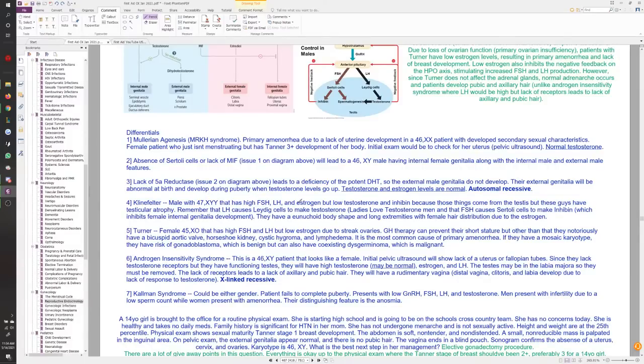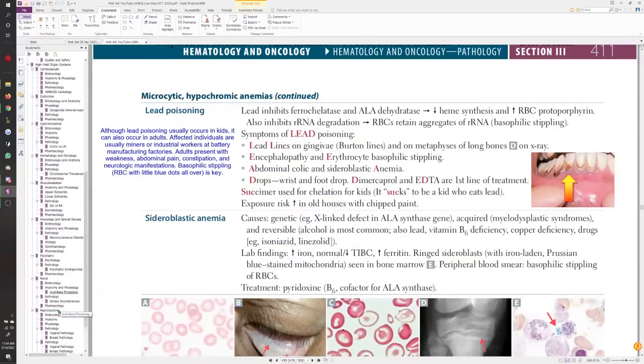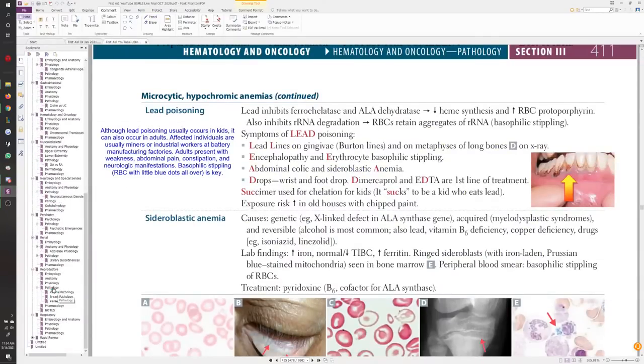High FSH and LH and estrogen, below testosterone and inhibin, because those things come from the testes, but these guys have testicular atrophy. They're so male, they actually ended up not being very male. It's a very weird thing. The way you want to think about it is men that take steroids. Men that take steroids look more men because they're going to be super muscular and stuff, but then they lose their testes, right? So that's kind of what's happening here. They're so masculine, they lost their testes. They're trying too hard, in a sense, right? So testicular atrophy actually causes them to have lack of testosterone.